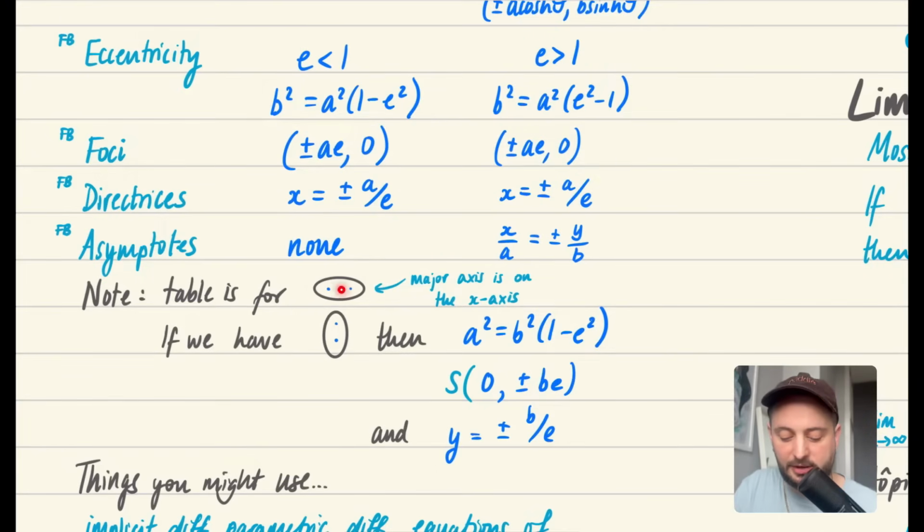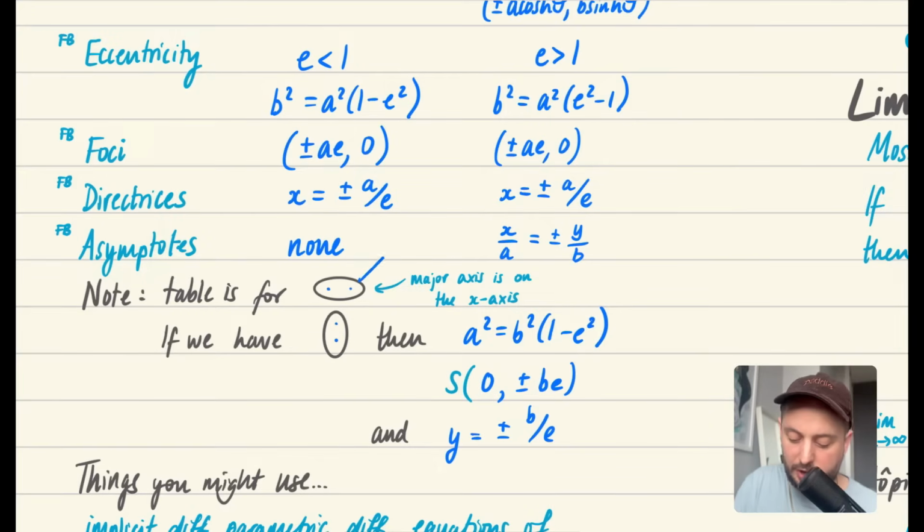Now, how do you detect whether it's this version or this version that we've got here? Well, clearly, this one where the major axis is on the x-axis, the a parts are here, a and minus a, and the b parts are here, b and minus b. If your value of a is bigger than b, then it's this one. If it's this one here, then b is bigger than a.